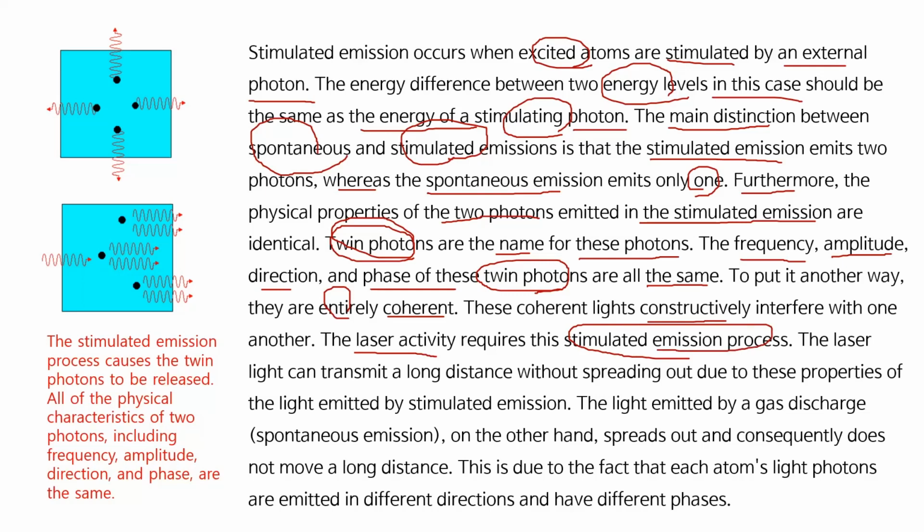The laser light can transmit a long distance without spreading out due to these properties of the light emitted by stimulated emission. The light emitted by a gas discharge, which is due to the spontaneous emission, on the other hand, spreads out and consequently does not move a long distance. This is due to the fact that each atom's light photons are emitted in different directions and have different phases.